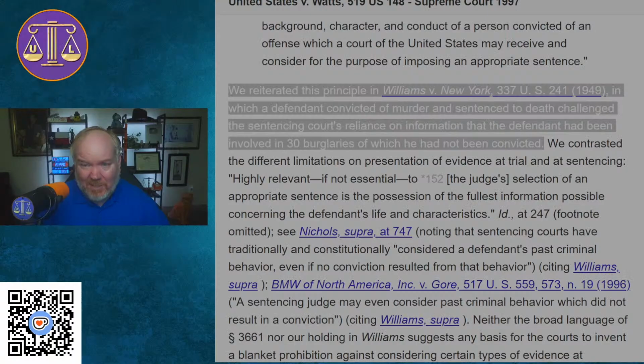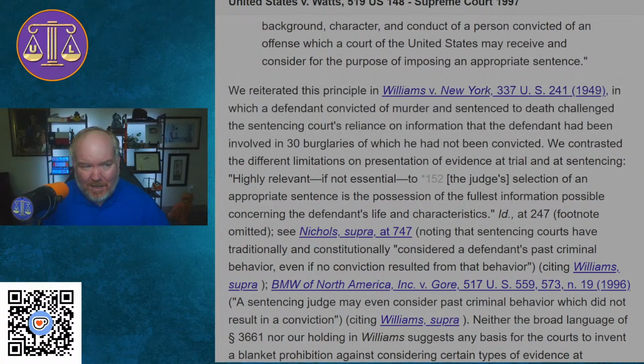And one of the reasons they factored in is the 30 burglaries for which he had not been convicted. So, we're going to use the 30 burglaries for which he's not been convicted, and we're going to use that to enhance his sentence, and therefore death, for the crimes which he was not convicted of. The 30 burglaries, but we're going to use them in 1949, right? That's what we're going to do. What does the U.S. Supreme Court have to say about this, right?